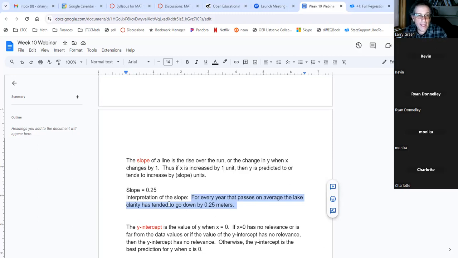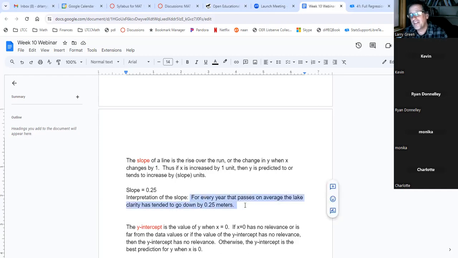Okay, I want to mention tended. You can't say will go down. Never ever use that word will. Okay, it's only a tendency. Okay, also it's an average, so I put on average. And 1 means 1 year, and that's why every year. Every 1 year. Do you see? Any questions on this?